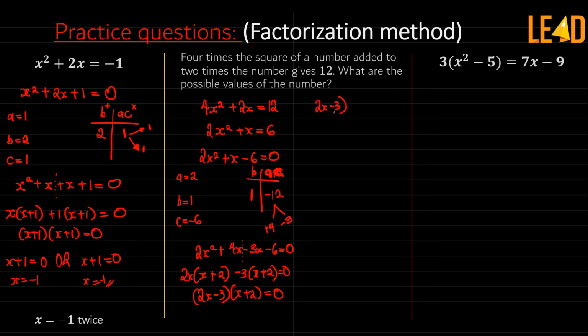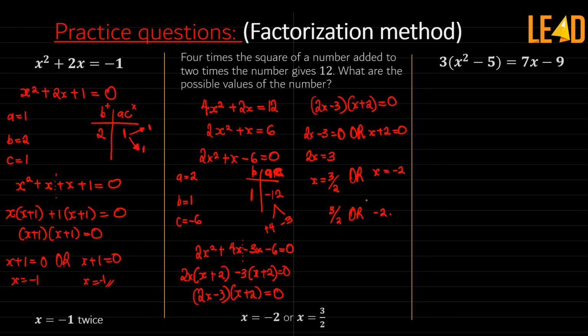So I'll continue here. 2x minus 3 multiplying x plus 2 is equal to 0. So it's either 2x minus 3 is equal to 0 or x plus 2 is equal to 0. On this side, I would have 2x is equal to 3, so that makes x equal to 3 over 2, or on the other side x is equal to negative 2. So my solutions are 3 over 2 or negative 2. Let me check. Good, negative 2 or 3 over 2.